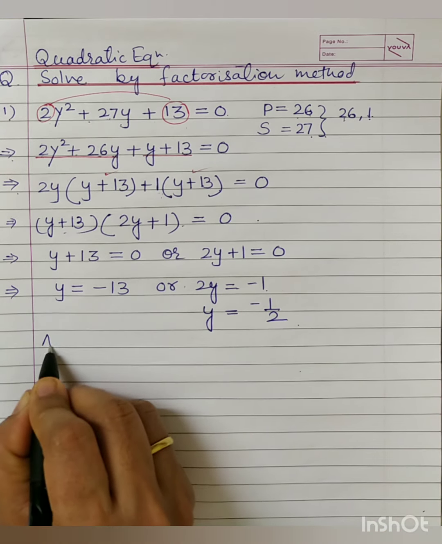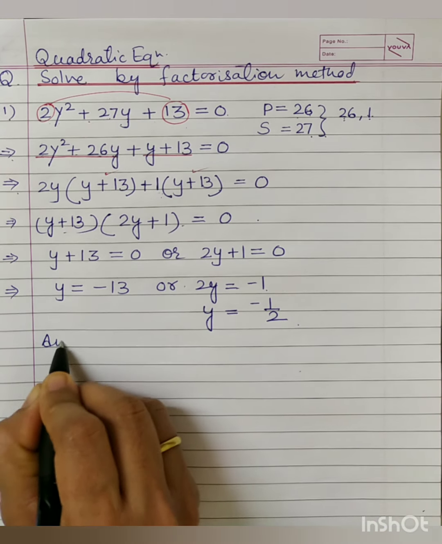So what is the answer here? Minus 13 and minus 1 upon 2 are the roots of the given quadratic equation.